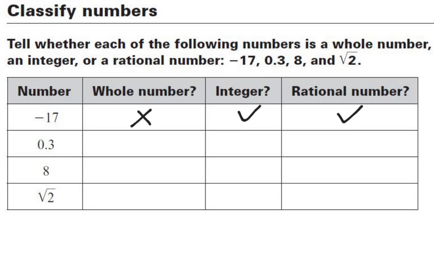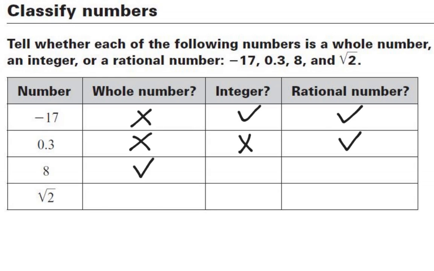0.3, is it a whole number? Well, no, it has a decimal form, so it's not a whole number. Is it an integer? No, again, it has a decimal form, so it's not an integer. But is it a rational number? Yes. 0.3 can be rewritten as 3/10, which is a ratio of integers. Or, just looking at it in its decimal form, it terminates, so it's a rational number.